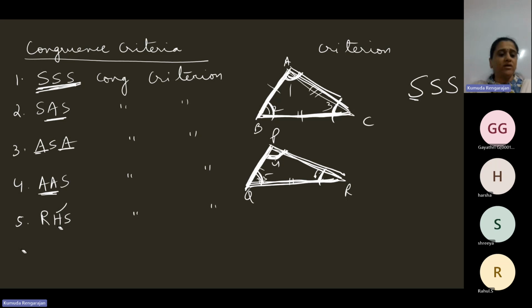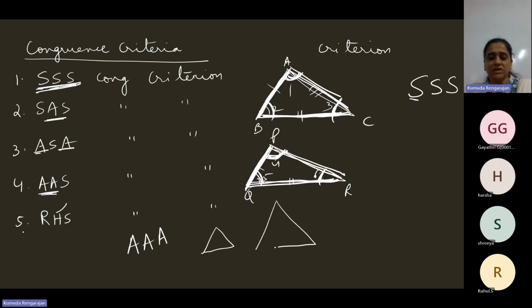Now, AAA is not a congruence criterion. Because consider two equilateral triangles. This is an equilateral triangle with each side 5 centimeters. This is an equilateral triangle with each side 8 centimeters. Now, this angle is 60 degrees. In every equilateral triangle, each angle measures 60 degrees.